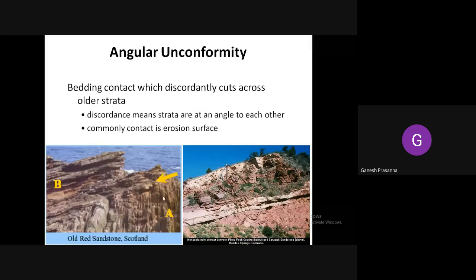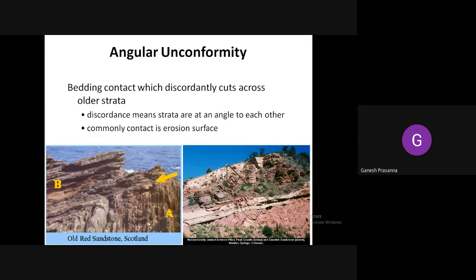Here you can see, discordance means the strata are at an angle to each other. You can see these are older rocks. A is an older rock, along which B is making an angular contact.